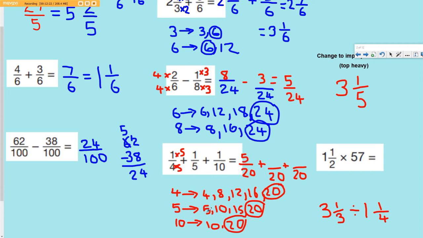And then for this one now, 1, 2, 3, 4. Times it by 4. So that's 4 there. And then 1, 2. Times it by 2, and times it by 2. So then that becomes 2. So we do 5 plus 4 is 9, plus 2 equals 11. So we get 11 upon 20. Okay, hope that makes sense to you.